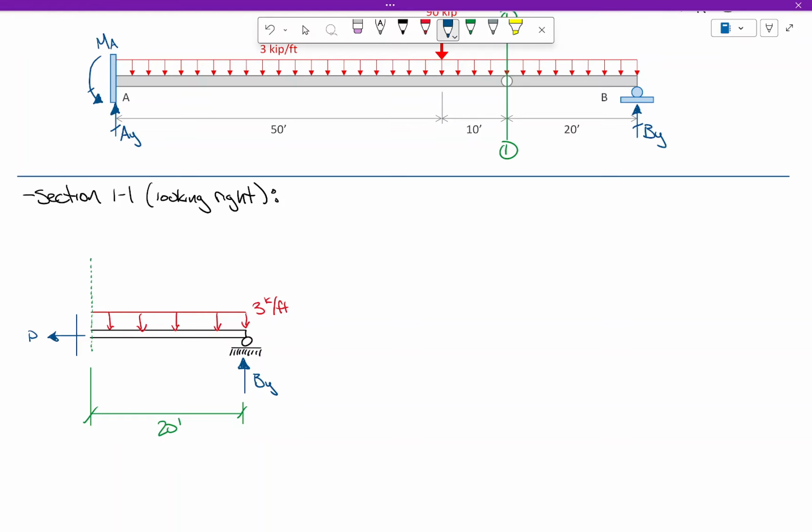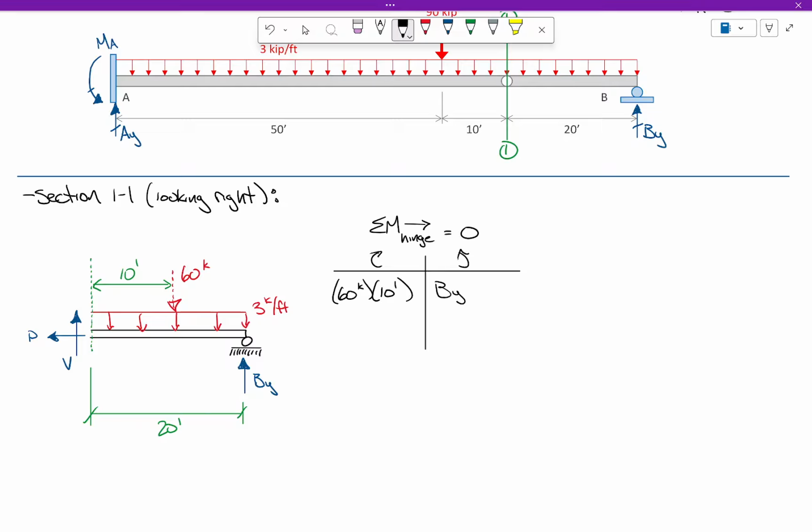Okay, so tell me what to do. If I'm summing moments here, do I consider P or V? Okay, what do I have? Does the 60 generate moment times the moment arm of? Left or right? Which side? Left. Left. So 60 times 10 has got to equal something times 20, right? So 60 kips times 10. You all can probably see where this is going.